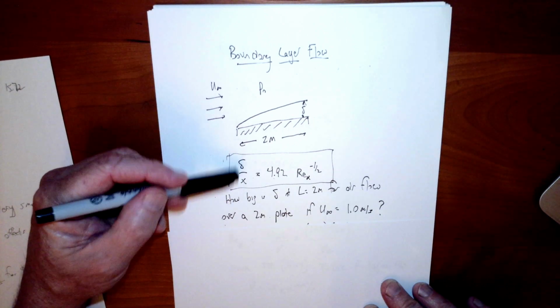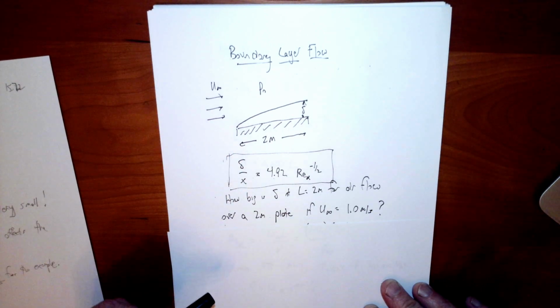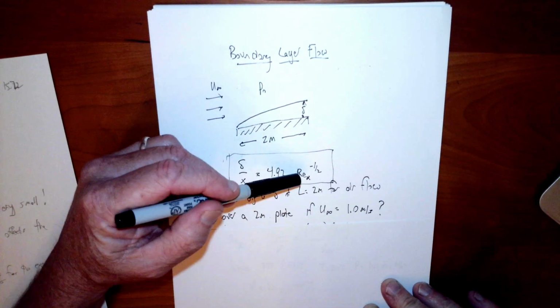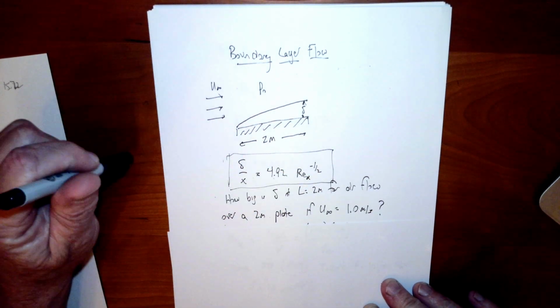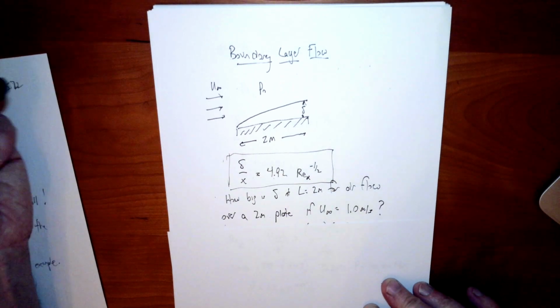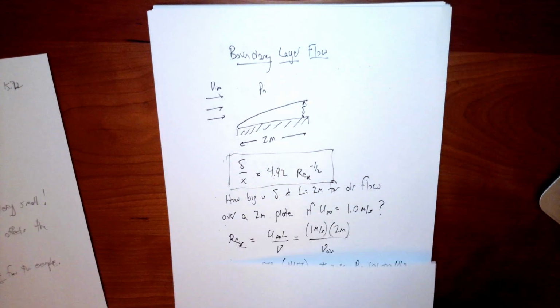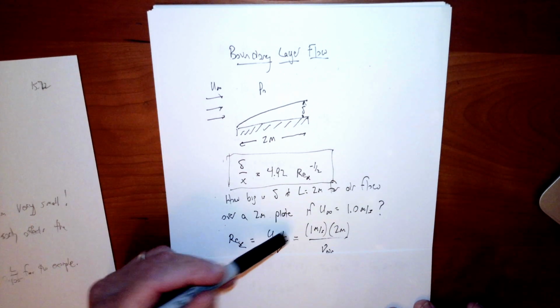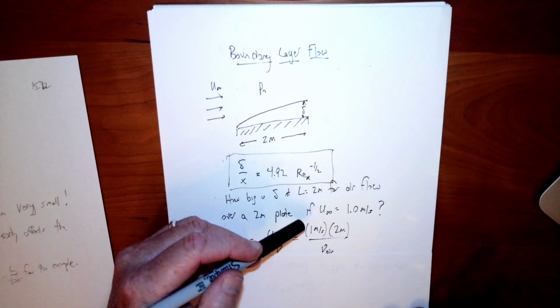To do that, we're going to use the formula we just identified. This is the exact formula for the size of the viscous boundary layer as a function of x. Delta over x equals 4.92 times the Reynolds number to the negative 1/2. So the first thing we're going to do is calculate that Reynolds number, based on the plate length. That's Reynolds number based on L, U infinity L over nu, and we're going to put in our numbers.